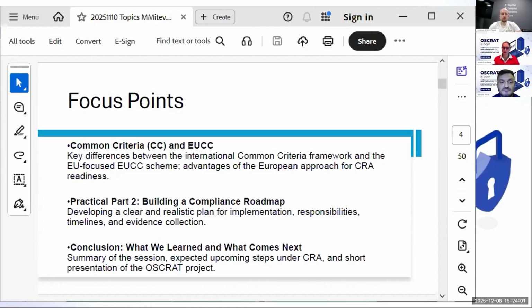In the second practical part, we will look at how to build a compliance roadmap. A roadmap helps you structure your actions: updating policies, improving development processes, preparing documentation, and checking responsibilities.